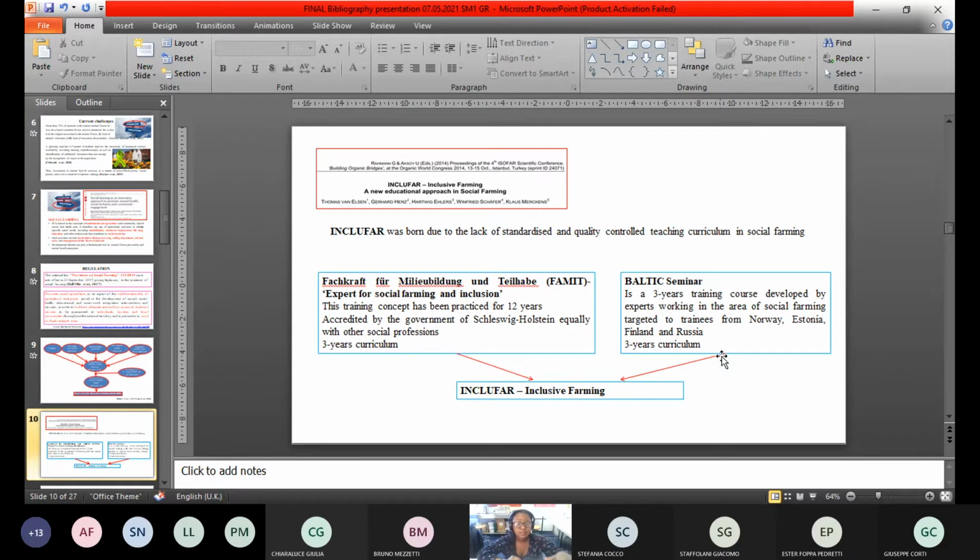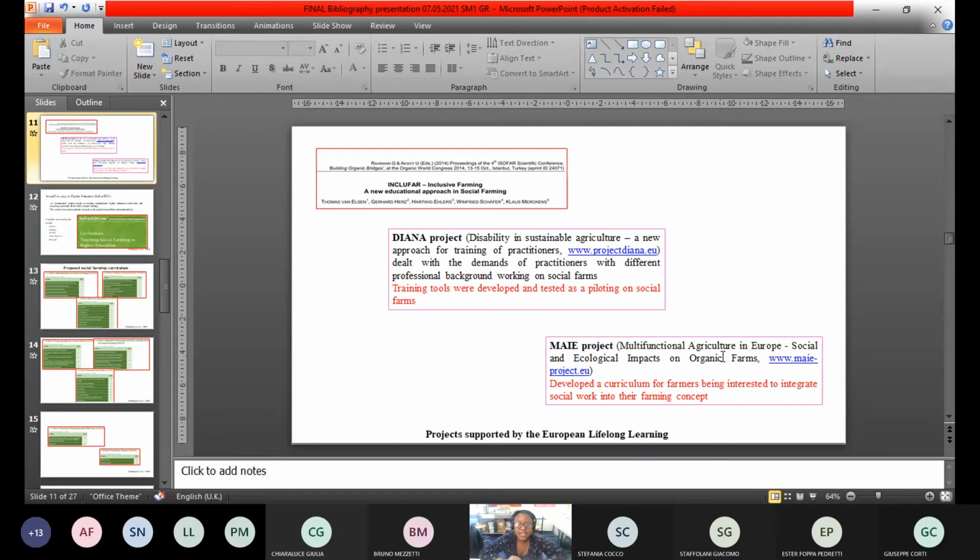And there's also the Baltic Seminar, which also takes 3 years. It's a training program for 3 years, which was developed for experts working in the area of social farming, mainly targeted for trainees from Norway, Estonia, Finland, and Russia. And from these two projects, INCLUFA was born, which is the Inclusive Farming Curriculum.